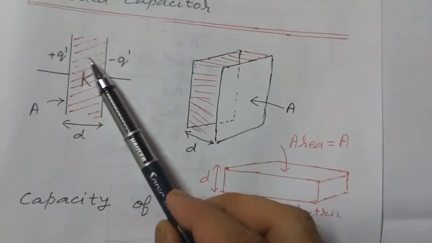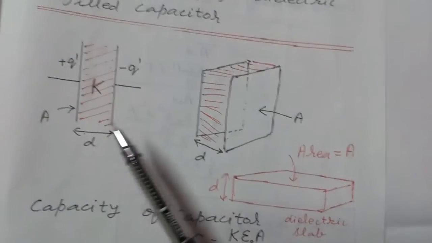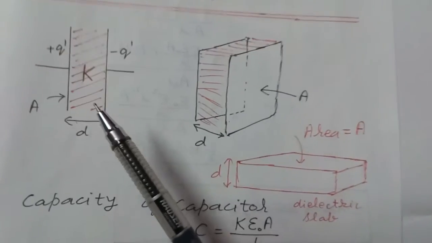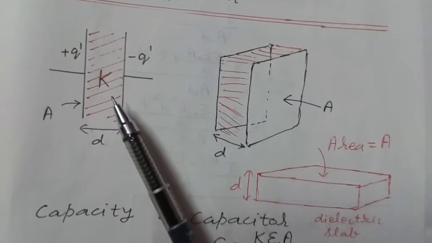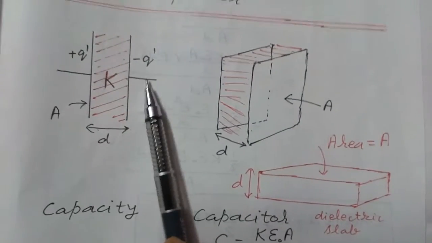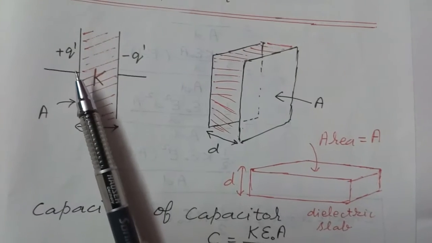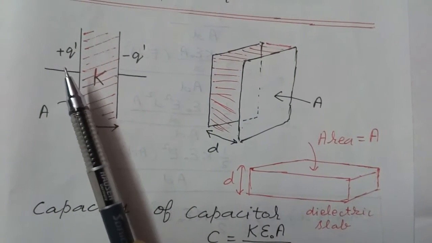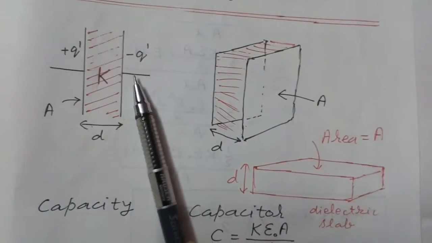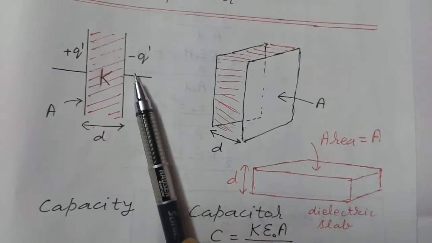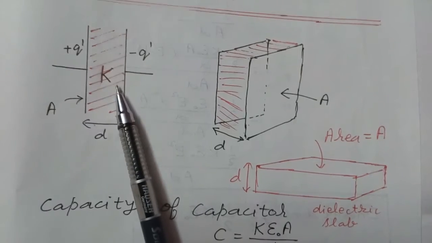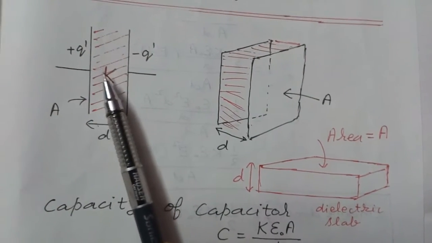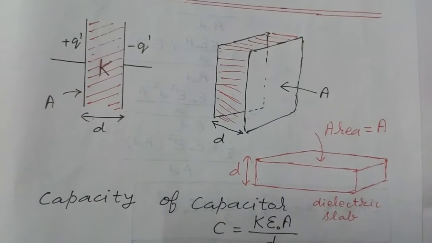So picture will be like this. Now charge this dielectric filled capacitor with the same battery so that potential difference across its plates is V. Now charge on plates are plus q dash and minus q dash, because by introducing this dielectric slab, capacity of capacitor increases, so charge will also increase because V is same and Q is equal to C into V.